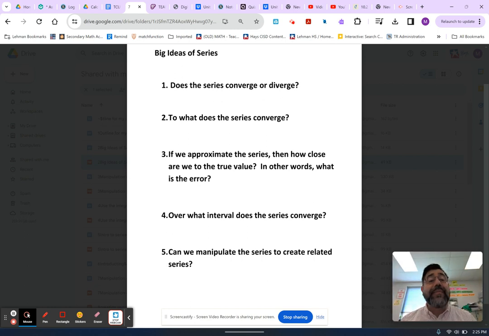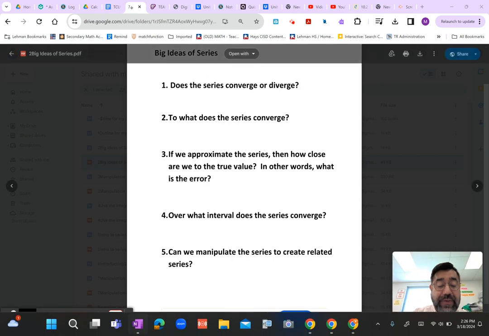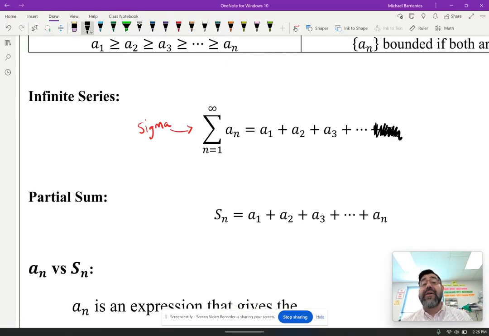But we start with the very basic, the first two questions are, does the series converge or does it diverge? And if it does converge, what does it converge to? The first question is sometimes a lot easier to answer than the second. Even when we know that a series converges, sometimes it's a little bit hard to figure out what it converges to. But we'll talk about that here in a little bit.